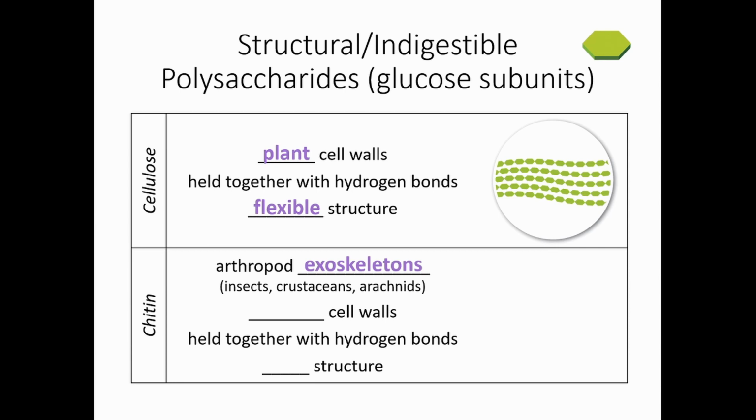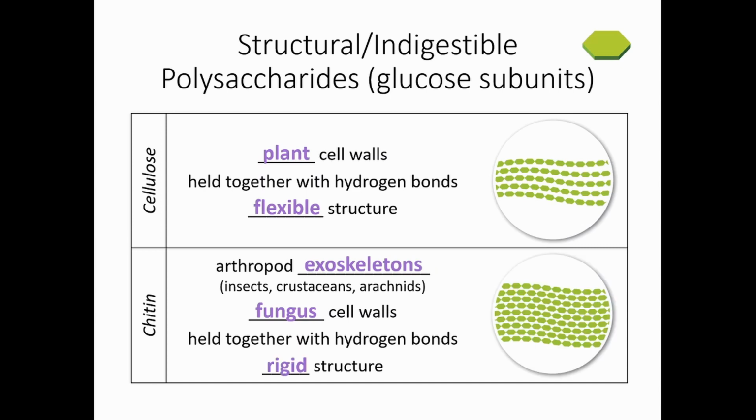And chitin, which is found in the exoskeletons or the shells, so to speak, of arthropods. So insects, think crustaceans, arachnids, so things like crabs and shrimp. That outer kind of shell, it's not really a shell, but that outer kind of skeleton they have is made of chitin. It's also found in fungus cell walls, and it's very rigid. So it's much stronger and less flexible than cellulose.